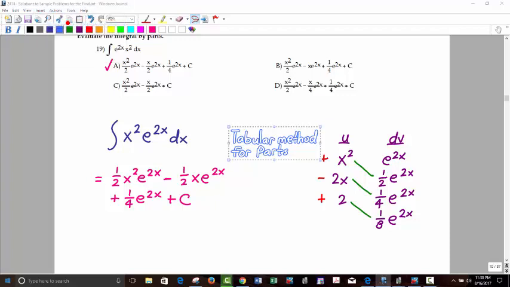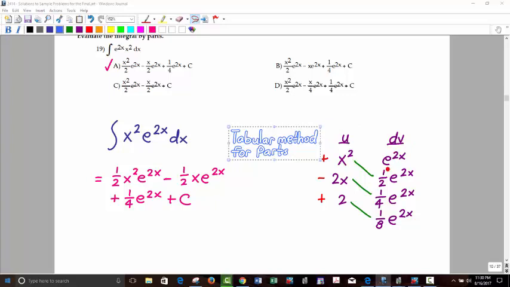It's going to be x squared. And then we take the derivatives down until we get the constant. So it goes x squared, 2x, 2. And remember, we have that sign chart we have to use. Plus, minus, plus. So it keeps alternating. Plus, minus, plus.